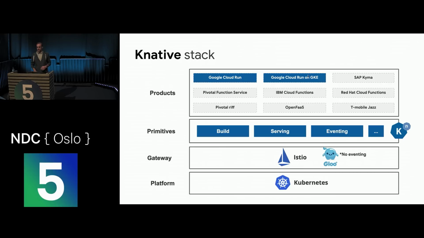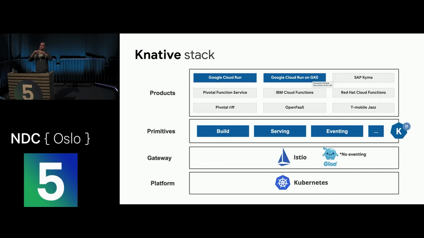And then on top of that, there are products that are being built on top of Knative. For example, on Google Cloud, there's something called Google Cloud Run, which is a managed version of Knative on Google Cloud. There's something called Google Cloud Run on GKE, which is the managed version of Knative, but on Google Kubernetes Engine. So if you want to stay in the Kubernetes ecosystem, you can still use Google Cloud Run on GKE. And there are other products from other companies that are being built on top of Knative.